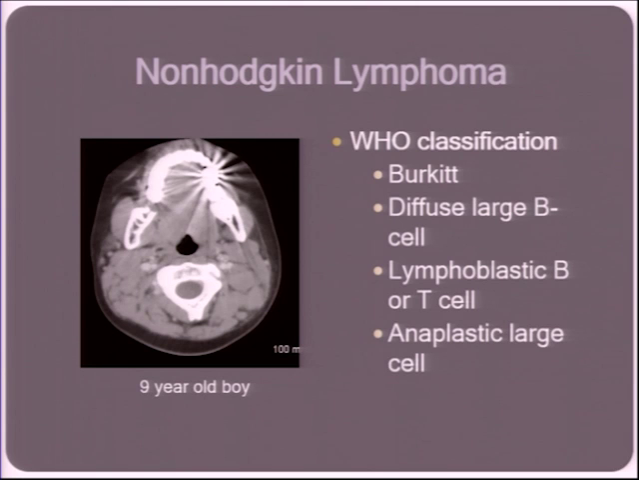The WHO classification has over 30 subtypes of non-Hodgkin lymphoma, with the B cell types being more common overall. In children, the most common subtypes are Burkitt, diffuse large B cell, lymphoblastic B or T cell, and anaplastic large cell. Here's a 9-year-old boy with a lymphoblastic T cell non-Hodgkin lymphoma. You can see rounded, homogeneous, moderately enlarged lymph nodes bilaterally, slightly greater than you expect for a benign reactive disease.